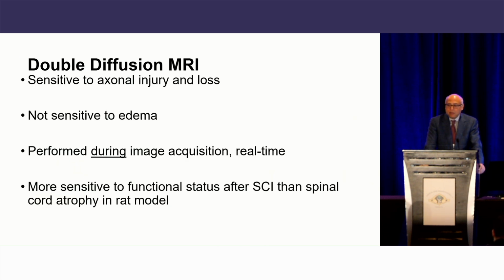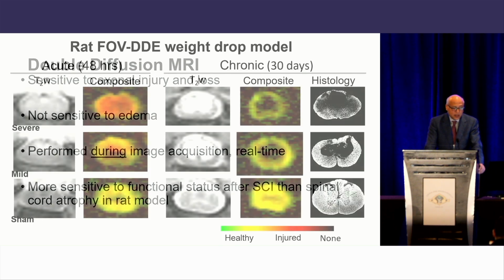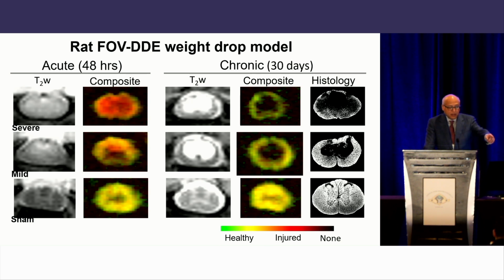And then there are a couple of new techniques that I'll just share with you. Double diffusion MR imaging is less sensitive to edema and therefore more likely to identify axonal injury and loss. And I'll show you just a couple of examples here. If you take a look here at 48 hours in the composite, you see this double diffusion imaging showing red for injury, which correlates very well with what you see 30 days later on MR on T2 weighted imaging. So it's an early indicator of significant axonal injury versus mild injury.